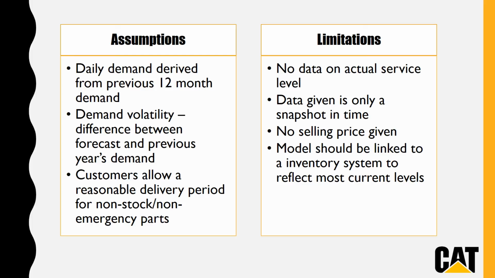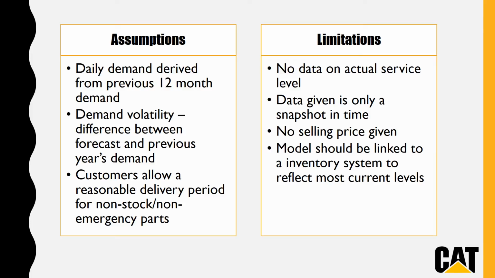So of course we have some assumptions and limitations with this model. Our first assumption was that accurate average daily demand can be derived from the previous 12 months demand given in the data. Additionally, we assume the difference between forecasted demand and the previous year's actual demand was an appropriate indicator of demand volatility. Our final assumption is that customers allow a reasonable delivery period for non-stock, non-emergency parts.